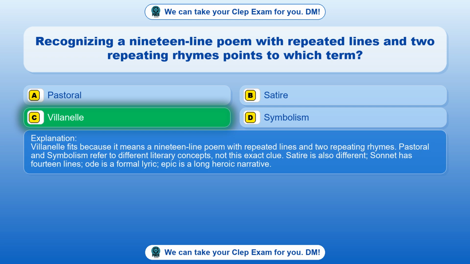Villanelle fits because it means a 19-line poem with repeated lines and 2 repeating rhymes. Pastoral and symbolism refer to different literary concepts, not this exact clue. Satire is also different, sonnet has 14 lines, ode is a formal lyric, epic is a long heroic narrative.